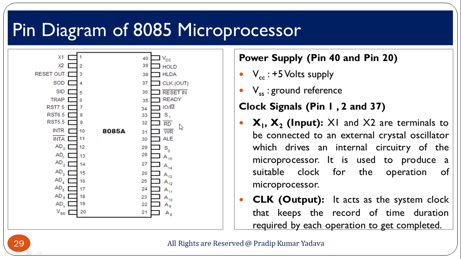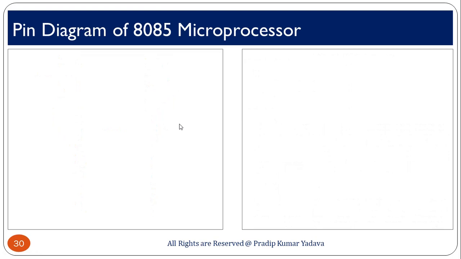Now talking about pin number 37, clock out. Basically this pin keeps the record of the time duration required by each operation to get completed. Whatever operation is happening within the microprocessor, that operation will take some time, and clock out keeps the record of that time duration, how much time an operation is taking in the microprocessor. That can be any operation like read, write, or fetch something.